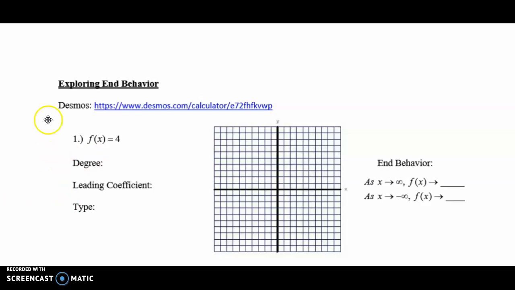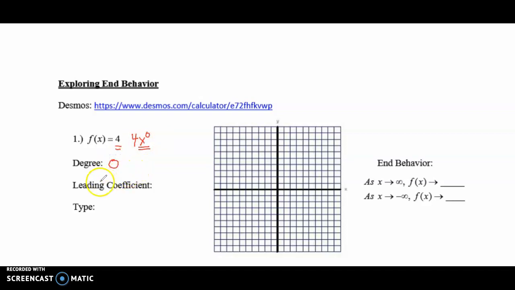Okay, so number one, let's look at this first one and figure out the degree. Remember, the degree is the highest exponent on x. Well, this actually doesn't have an x value in it, so I could rewrite this as 4x to the 0, because x to the 0 is the same thing as 1. So this has a degree of 0.